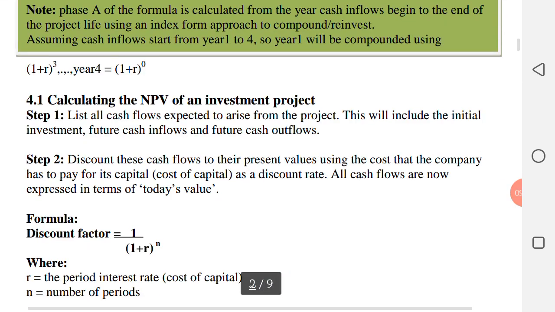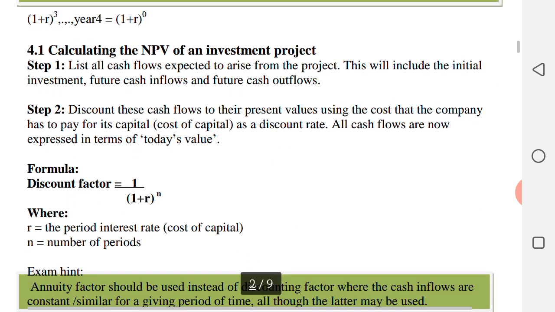So let's look at how to calculate our NPV. For NPV, the first thing to do is to list all the cash flows expected to arise from the project. This will include the initial investments, future cash inflows, and future cash outflows. Now, the first thing to know in the NPV is the initial outlay. What is the initial outlay? The total cost of the project is your initial outlay.